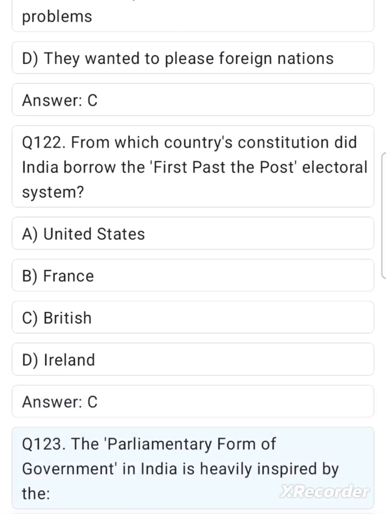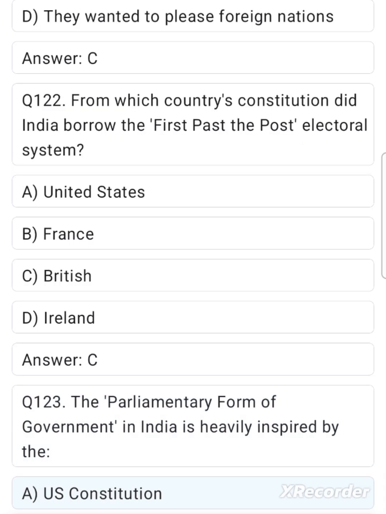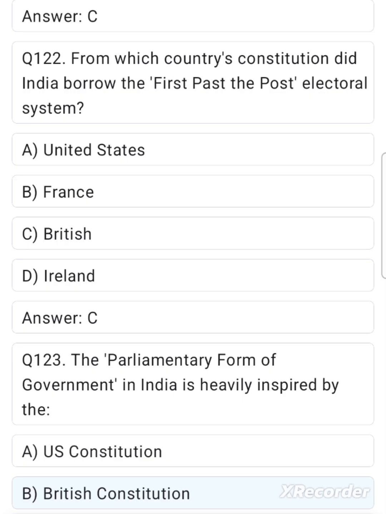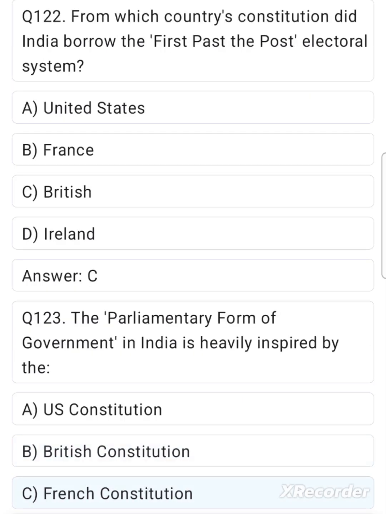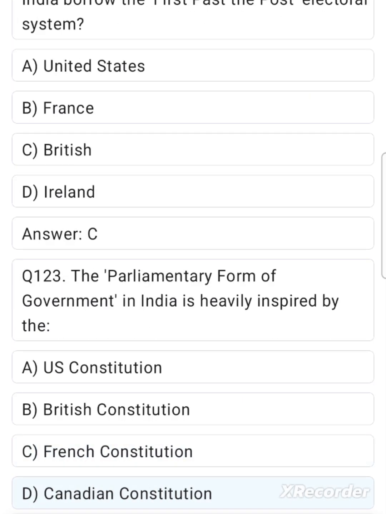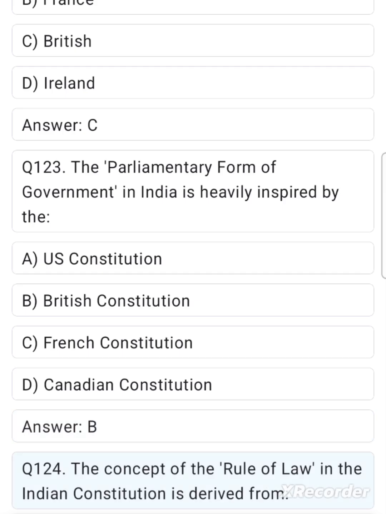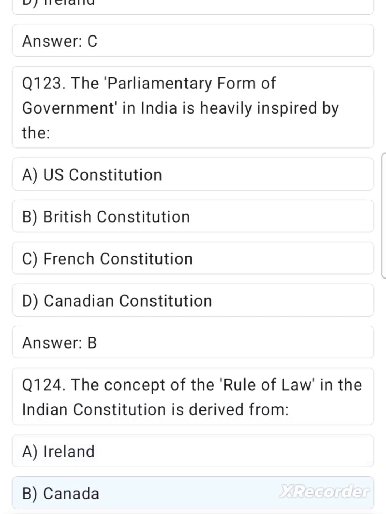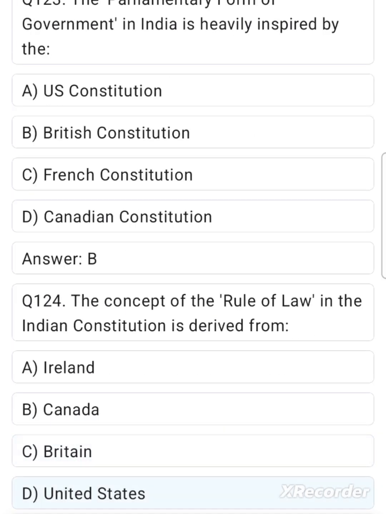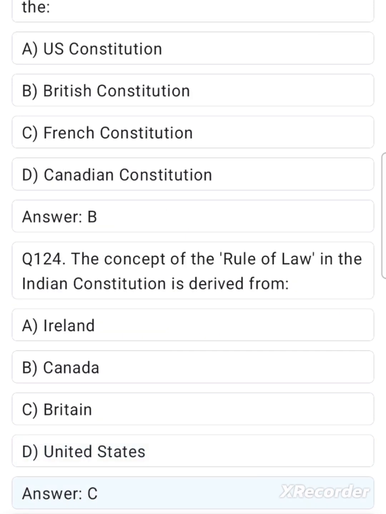Q 123. The parliamentary form of government in India is heavily inspired by the A. US Constitution. B. British Constitution. C. French Constitution. D. Canadian Constitution. Answer: B. Q 124. The concept of the rule of law in the Indian Constitution is derived from A. Ireland. B. Canada. C. Britain. D. United States. Answer: C.